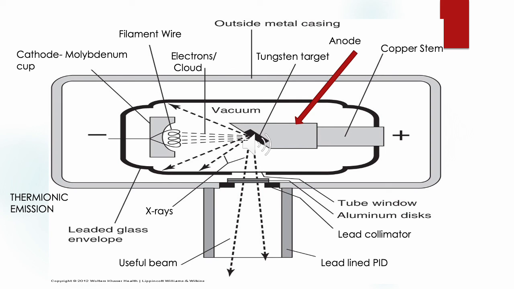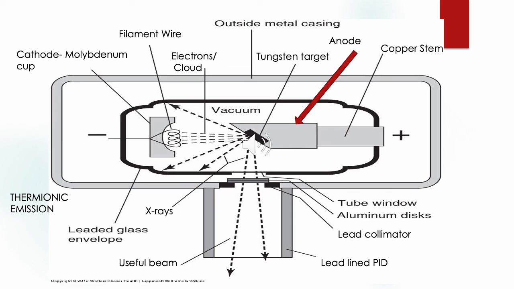When the electrons strike the tungsten target, our photons are created. 99% of the X-rays produced are absorbed as heat, and 1% is converted to X-rays. This is all happening within less than 1 second.